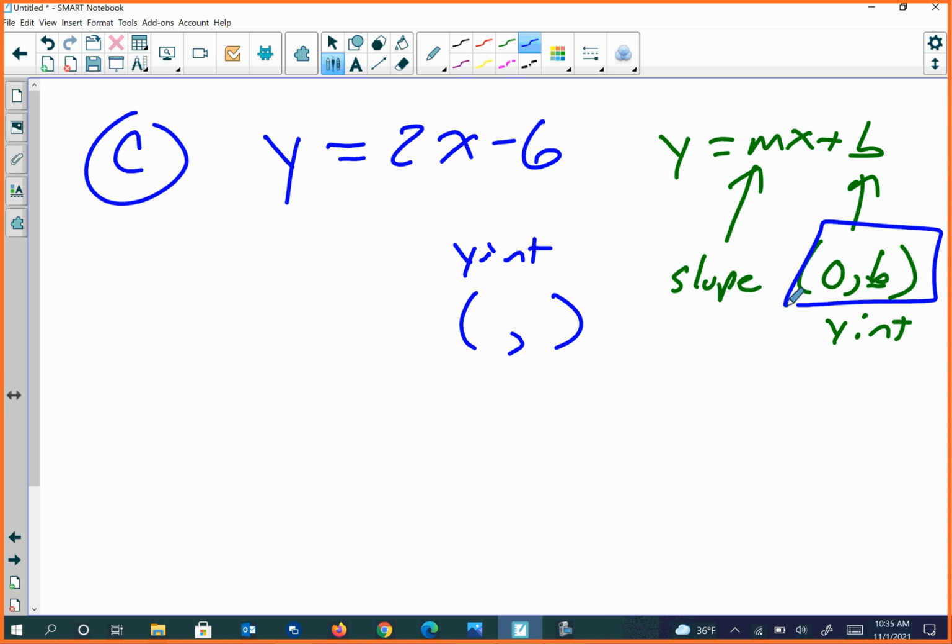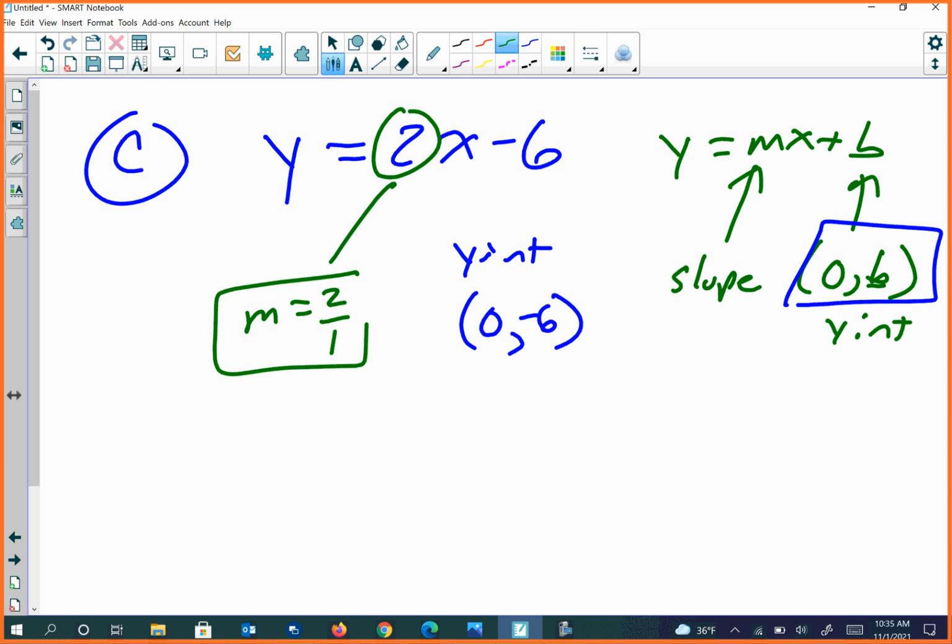What do you think? Close. -6. So 0, -6. And notice I wrote it as a point. And then this right here is the slope. And I think it's important that we list any slope as a fraction. So if it's just a number, put it over 1 and you'll have your slope. Okay, and on this particular problem, you would plot the y-intercept first and then use the slope as a map to find a second point.